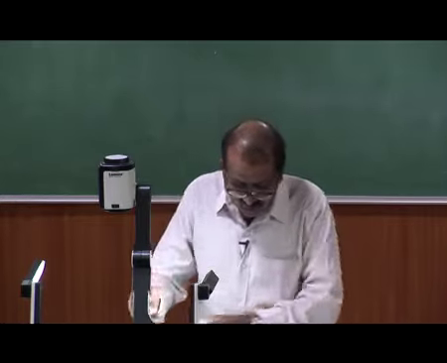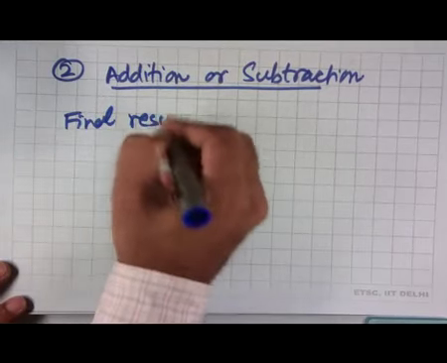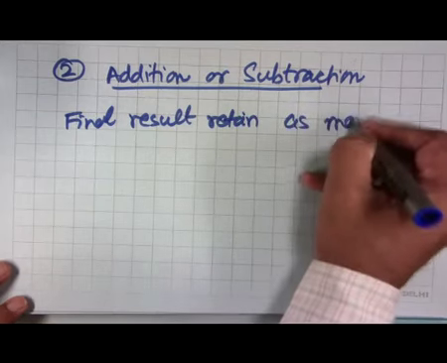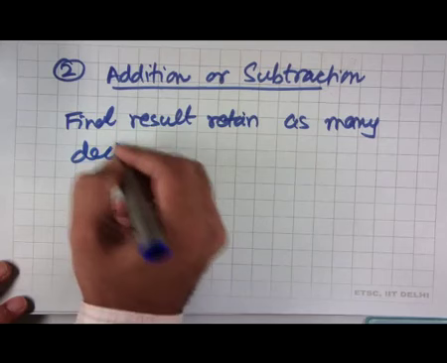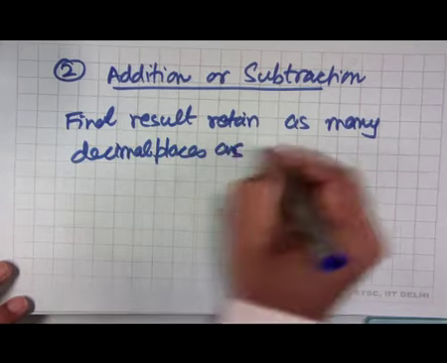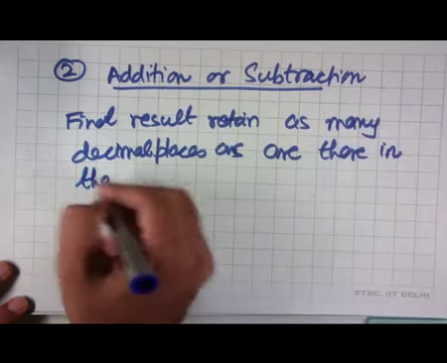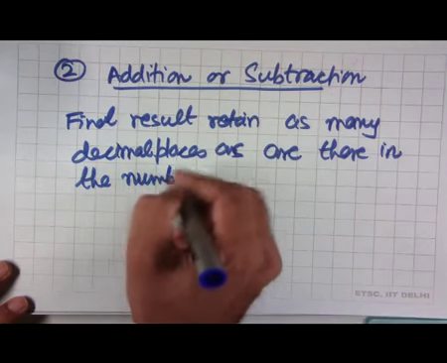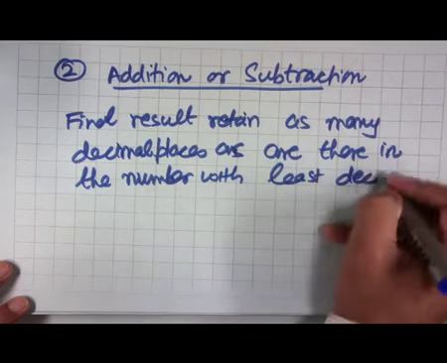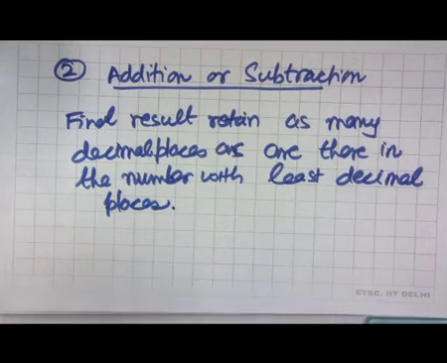So, here what we do is, in the final result, when we add or subtract, we retain as many decimal places as are there in the number with least decimal places. And it becomes clear with an example.